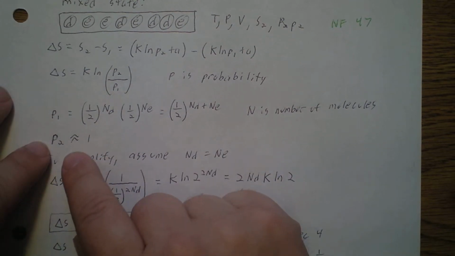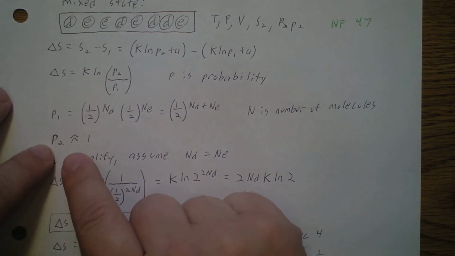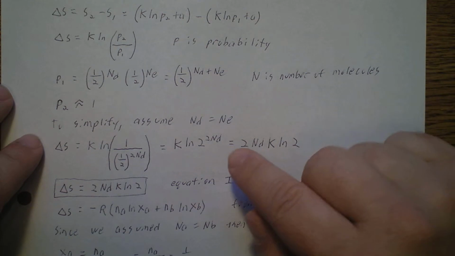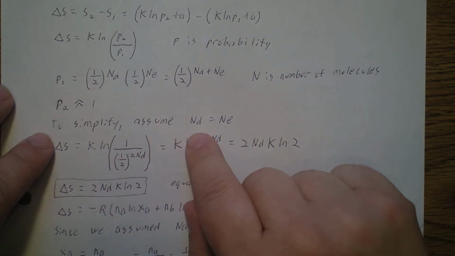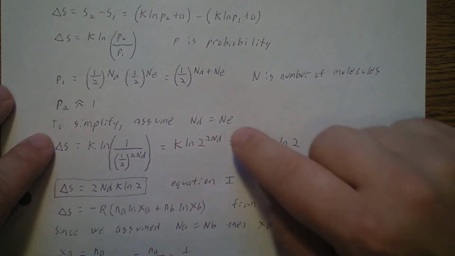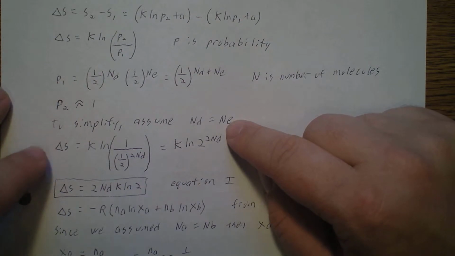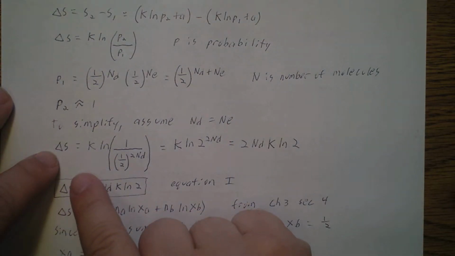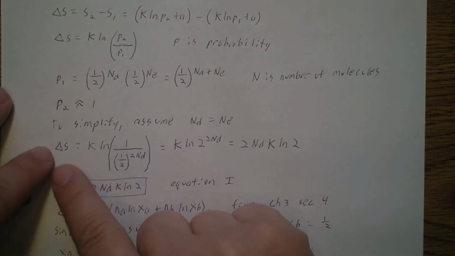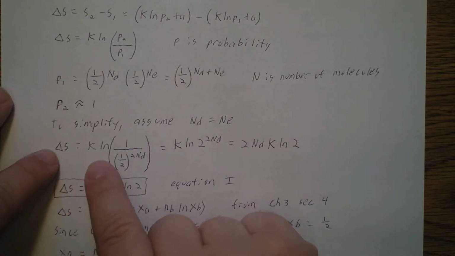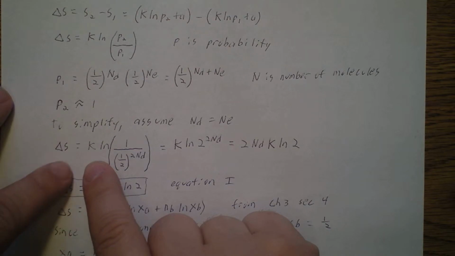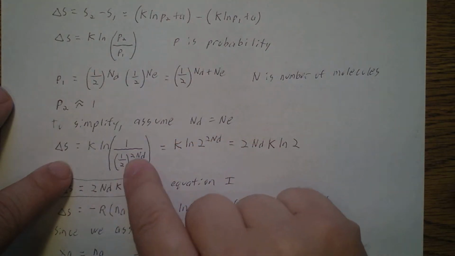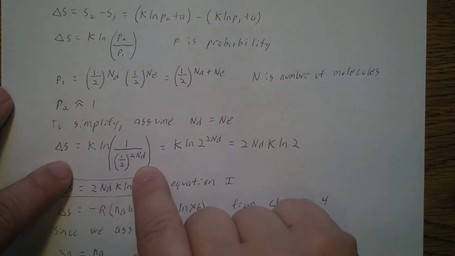Now the probability of state 2, because they're all mixed together, it's almost certain, we're going to say is roughly equal to 1. So to simplify, we're just going to say, okay, the number of D molecules is equal to the number of E molecules. So we're going to substitute in N_D for N_E and just go with that. So delta S, the change in entropy, is equal to that constant K that we haven't determined yet, times the natural log of 1 over 1/2 to the 2 times the number of molecules of D.